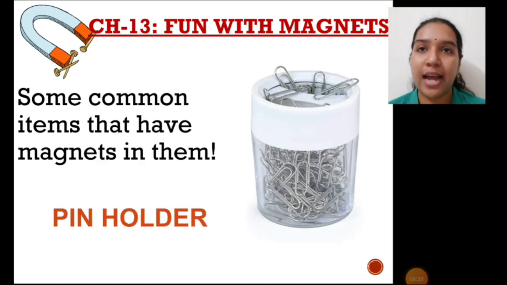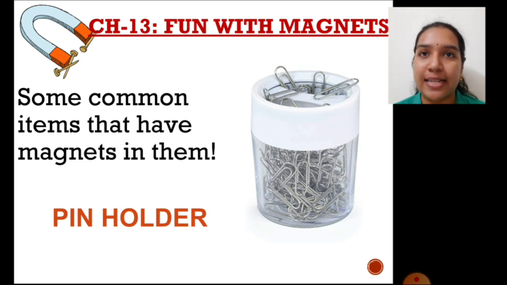Some of the most common items that have a magnet in them, and those we come across more frequently, are: first, a pin holder. A pin holder has a magnet in it which holds all the pins in one place without getting scattered. As these pins are made of some metal, they can be held in one place by the magnet present in this pin holder. So this is one such example where a magnet is present in a daily life object we usually come across.